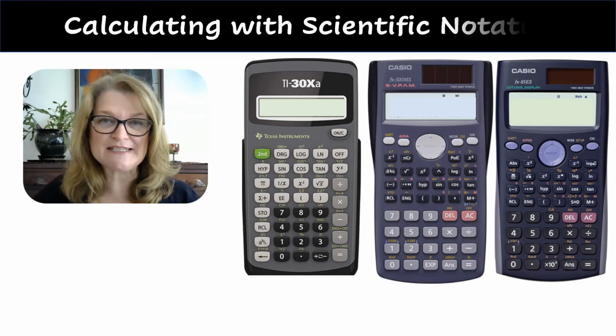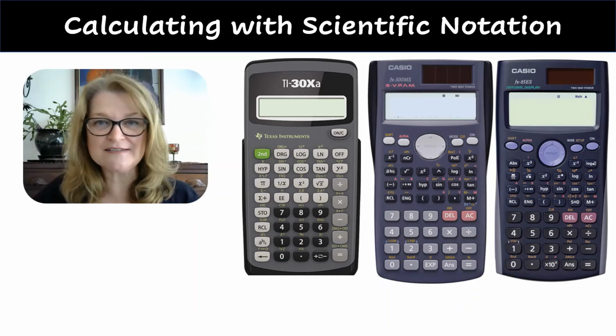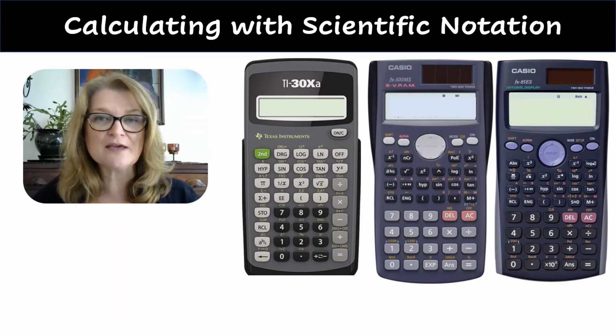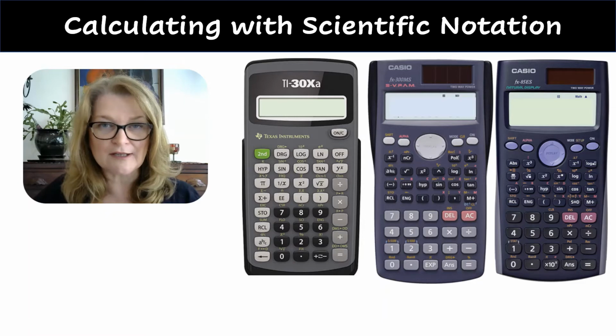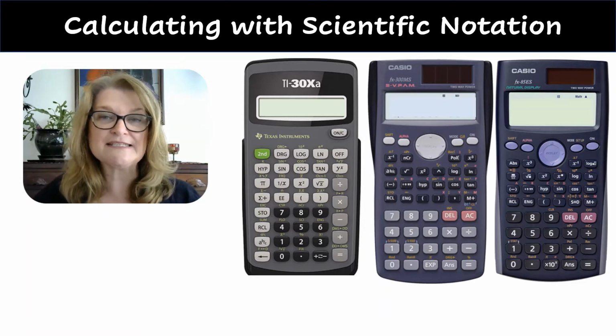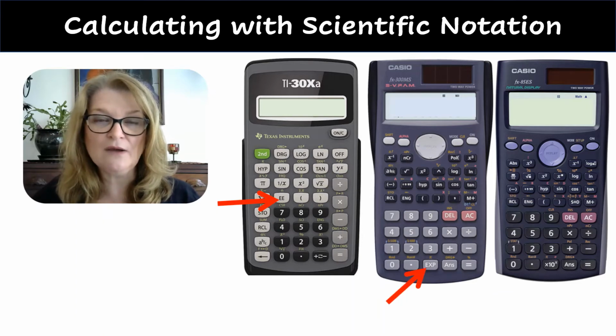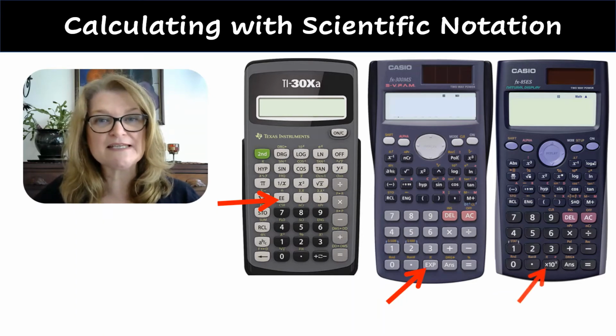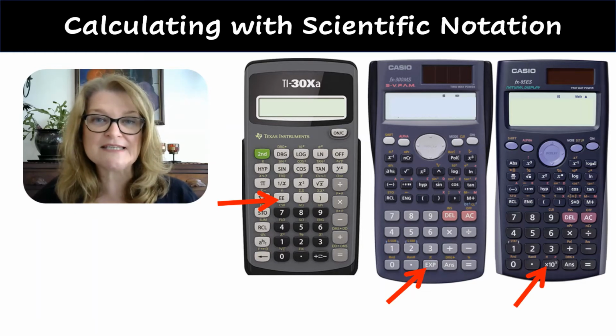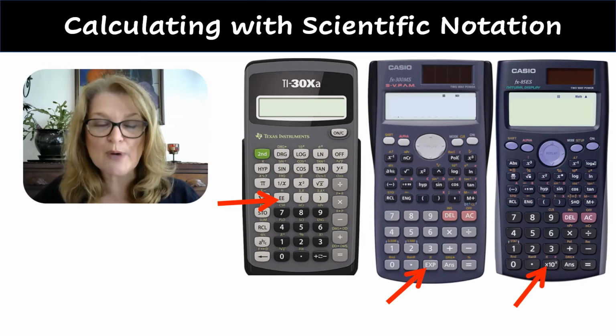There's a button on your scientific calculator that is specifically designed to help you do calculations with numbers that are written in scientific notation. How that button appears depends on what brand calculator you have and what year it was made. So take a look at your calculator and you should have a button that either says EE, two capital E's, or you may have a button that says EXP, or you may have a button that says times 10 to the X, or even times 10 to the N. We're going to use those buttons whenever we are calculating with numbers in scientific notation.